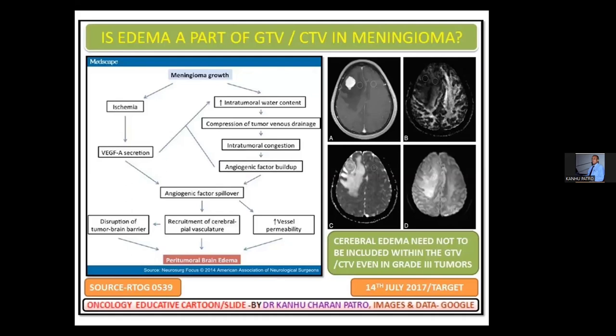Whether I should include the edema or not. Usually, meningioma edema is due to ischemia, not like a glioma, where it is a secretion of vascular endothelial growth factor, that is angiogenic factor spillover, that causes edema. It is not tumor infiltration. It is not recommended to include the edema even in grade 2 and grade 3 tumors. It is mostly increased due to vascular permeability and angiogenic factor buildup.